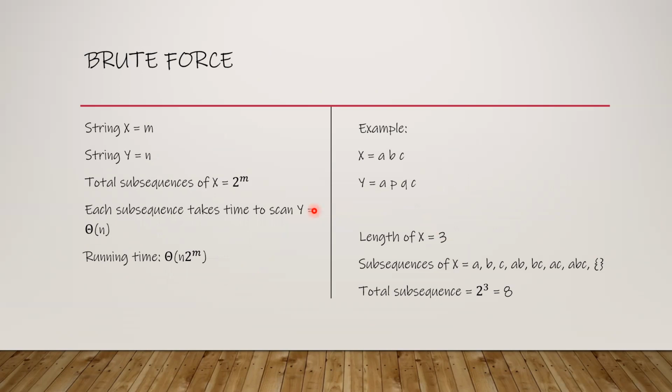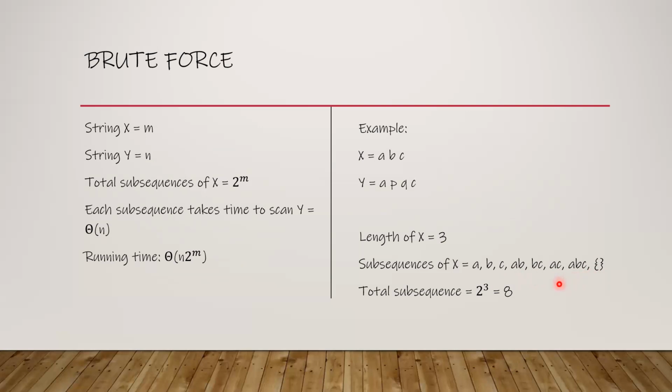To solve the longest common subsequence problem using the brute force method, let's take a string x with length m and another string y with length n. There can be a total of 2 to the power m subsequences of x when the length is m. For example, string x is ABC and string y is APQC. Here the length of the string is 3. So the total subsequences will be 2 to the power 3, or 8. So the subsequences are ABC, AB, BC, AC, A, B, C, and the empty set.